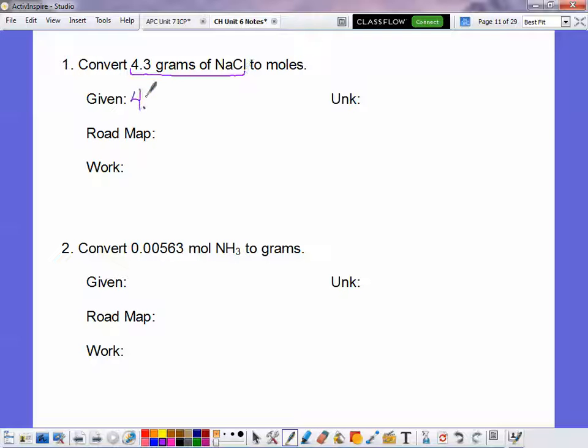So our given is whatever is given in the problem. So 4.3 grams NaCl. Like I said before, UNK stands for unknown. What are we converting to? Well, this one we're converting to moles of NaCl. And yes, MOL is the abbreviation for moles. Chemists are lazy. And apparently moles is way too long of a word to write. So we just write MOL.